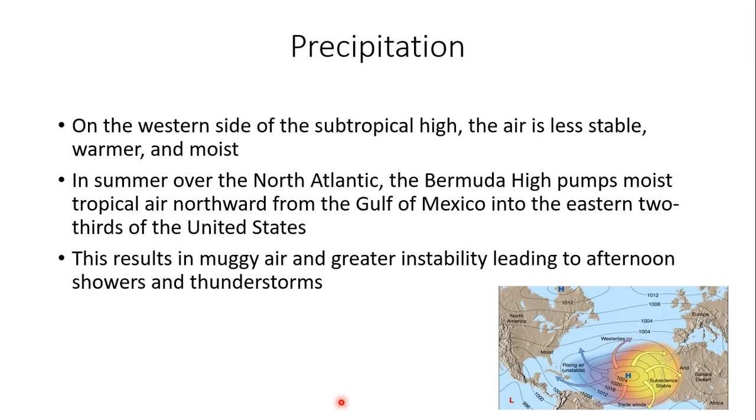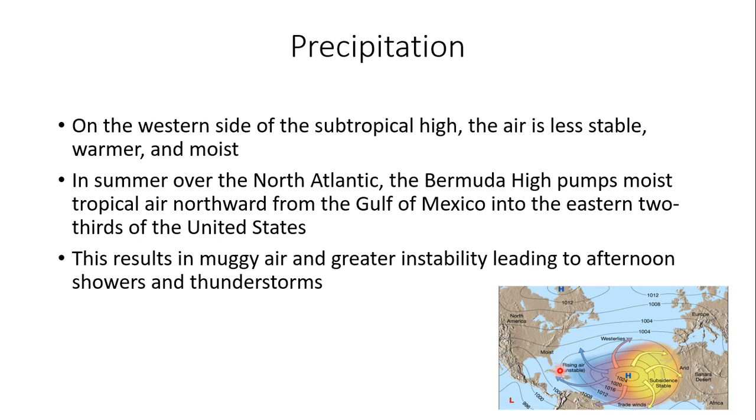And here is more information on the western side of the subtropical high. The air tends to be less stable, warmer, and moist. Now in summer over the North Atlantic, the Bermuda High, this is the main feature that controls the weather in the eastern U.S. in summer. The clockwise flow of winds around this high bring in southerly winds predominantly throughout the course of the summer season.